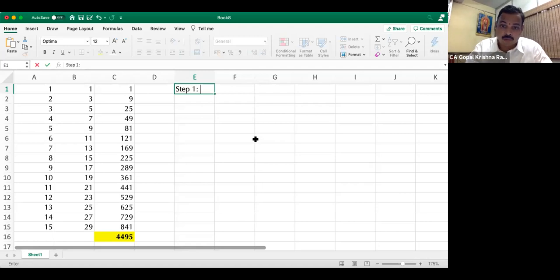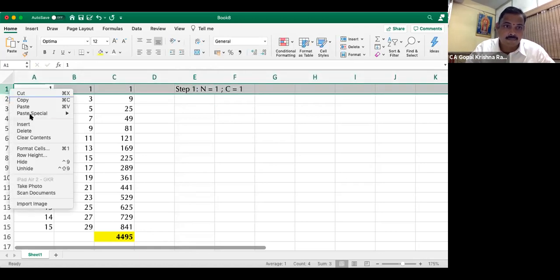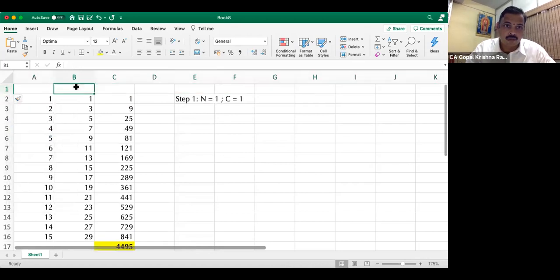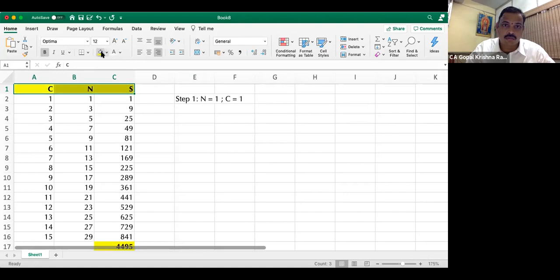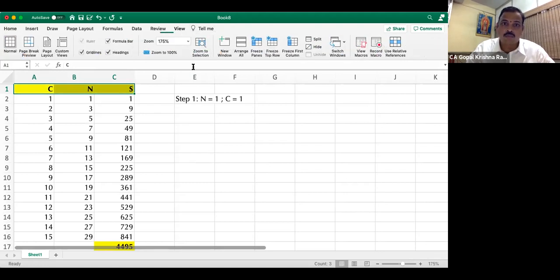Step 1. Let n is equal to 1. Step 1: n will be 1 and count will be 1 because this is n. This is the number called n. This is the count called c, and this is the sum. I'm adding it. Okay, to all of you. So maybe I'll reduce the.